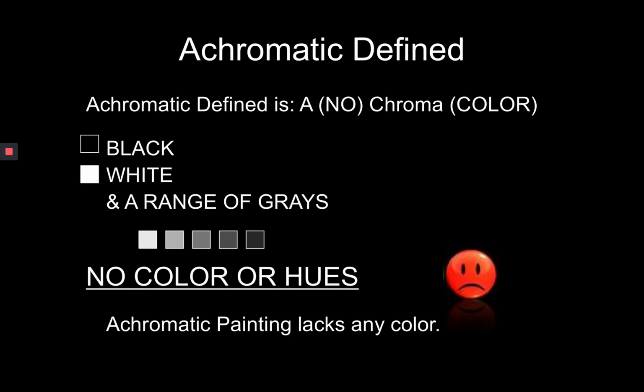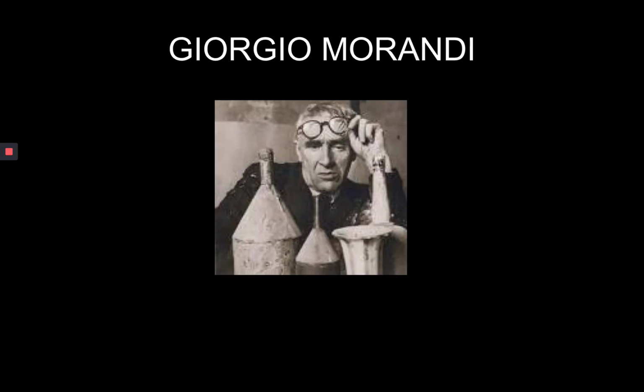The achromatic color scheme. So we're really talking about no color, black, white, and a range of grays. No color or hues. Achromatic painting lacks any color. So that means that you have to drill down and get to value.